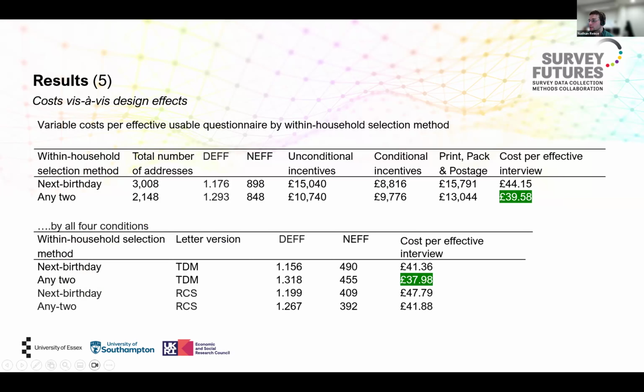Looking at the breakdown by all four conditions, this finding was stable. The gap closed a little bit when the TDM letter was used. It was a little wider when the RCS letter was used, but the NE2 method is still cheaper for both, regardless of which letter version you use. I've highlighted in green the cheapest method, so NE2 and TDM letter was the cheapest method overall. Kind of notable that when we used the TDM letter and the next birthday method, it was actually cheaper than if we used the NE2 and the RCS letter.